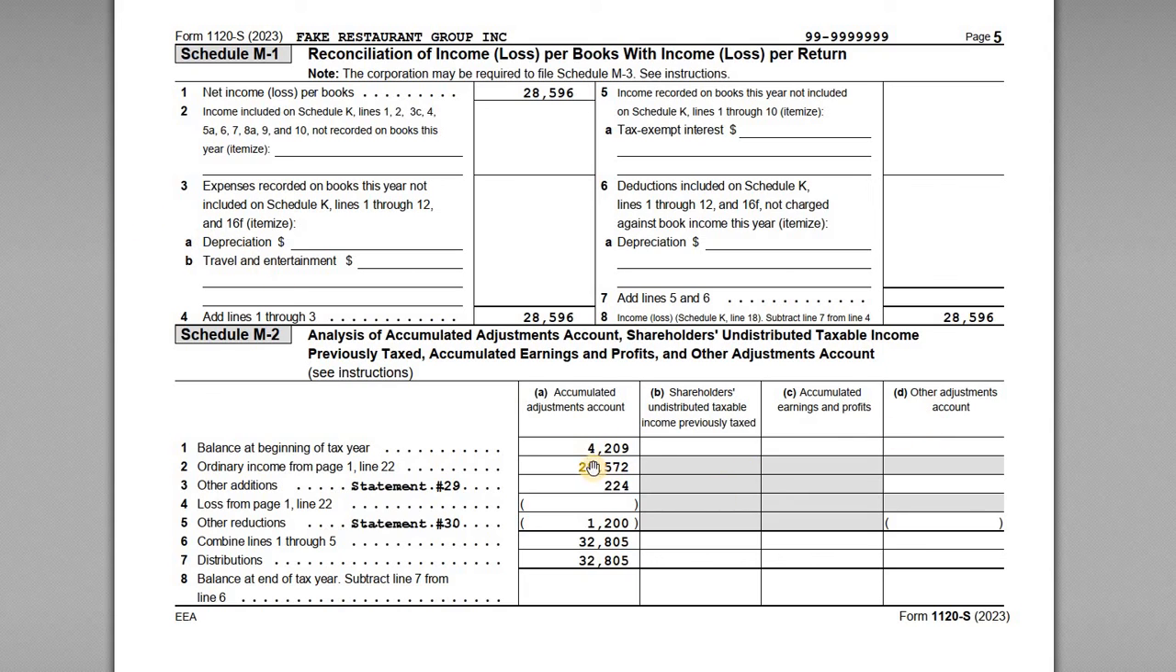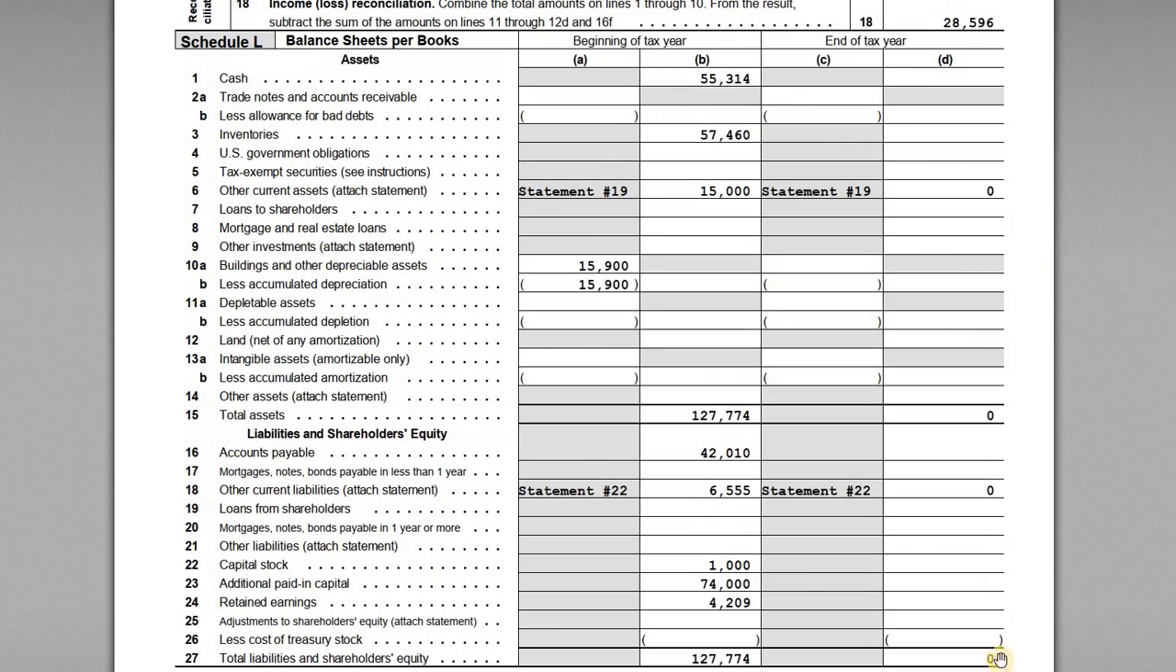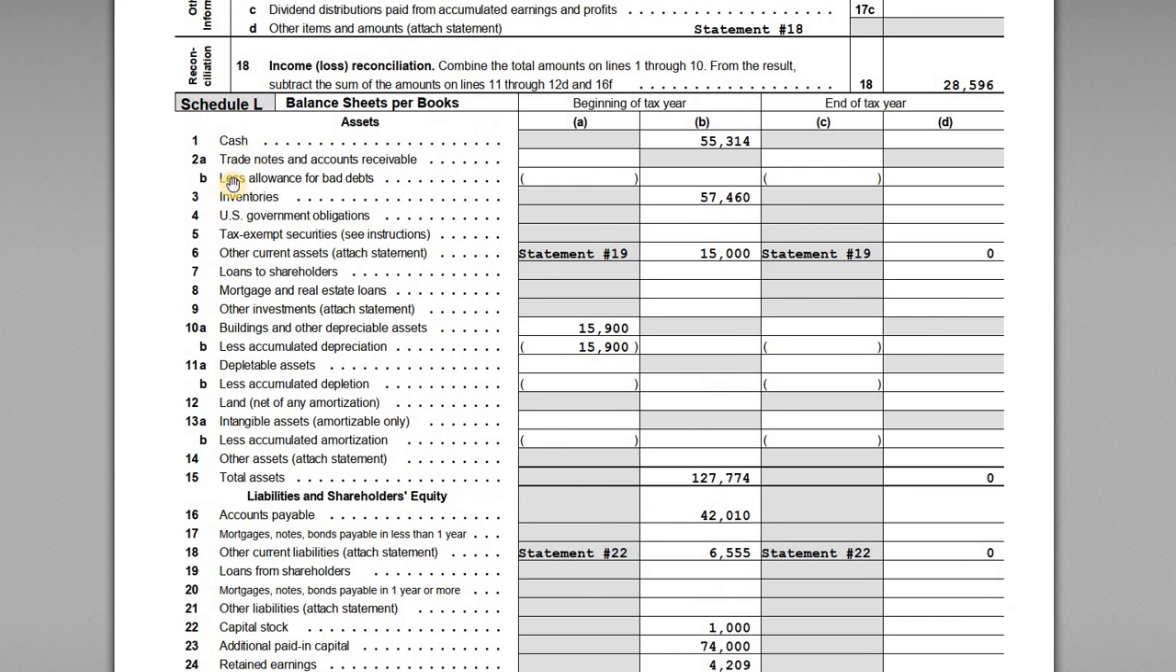So on the shareholder K1s, they're going to get the full 107,000 recorded as a distribution, but as far as the M2 reconciliation, we're only reducing it by the 32,805 to get a zero balance at the end of the year. So we've got zero accumulated adjustments at the end of the year, and zero balances on the asset, liability, and equity sections in the Schedule L for the balance sheet.